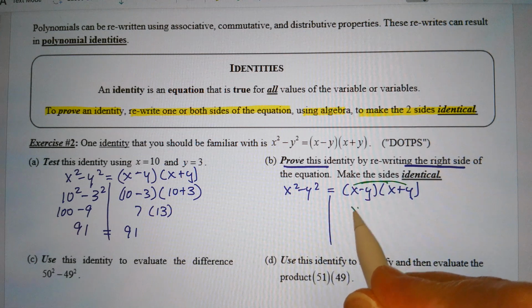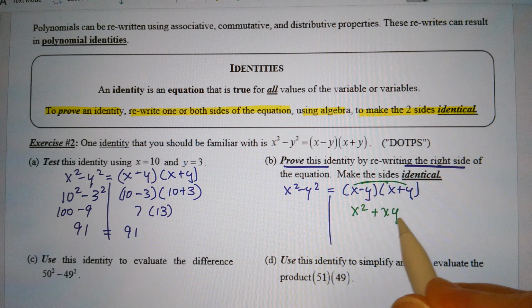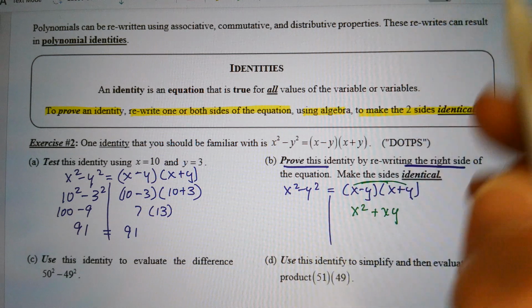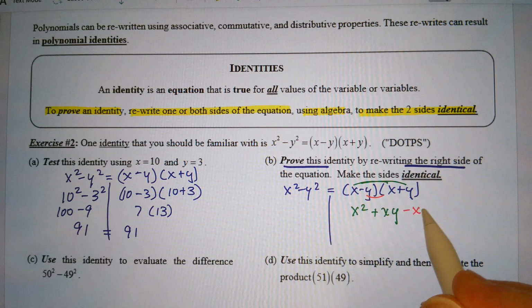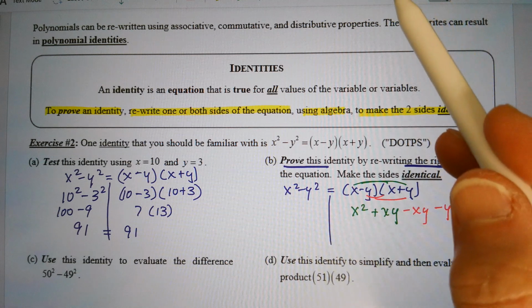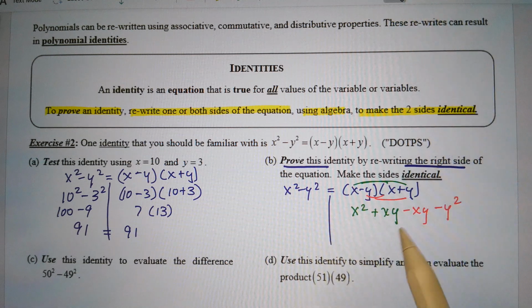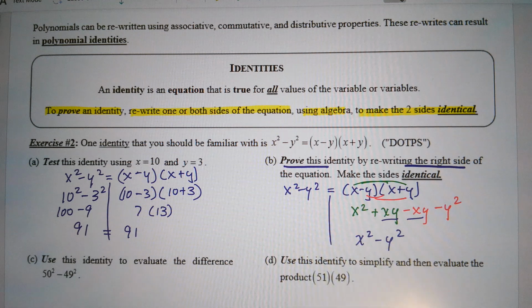X times x is x squared. X times positive y is positive xy. Negative y times x is negative xy, and negative y times positive y is negative y squared. Combining like terms, the xy and the negative xy combine to be 0, so we have x squared minus y squared. The two sides are identical.